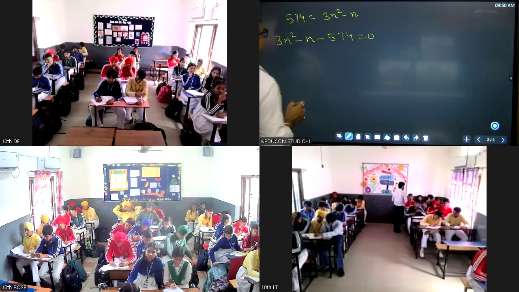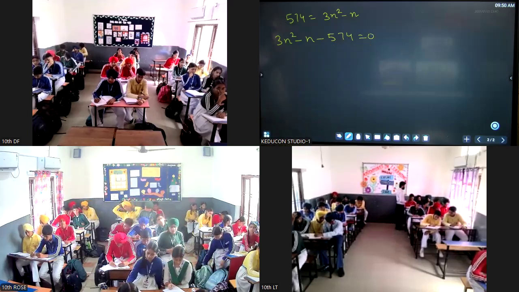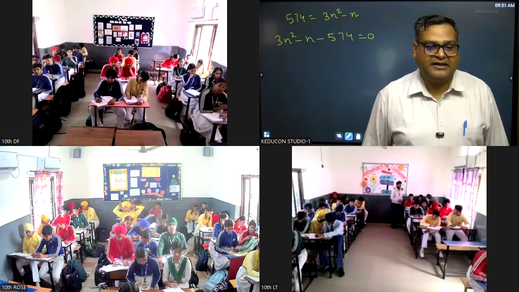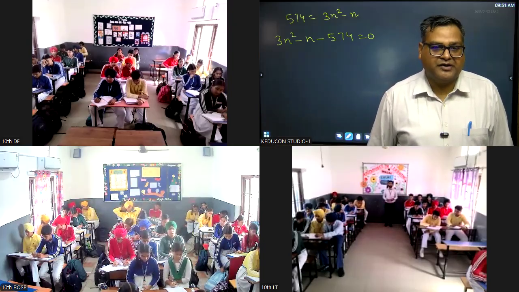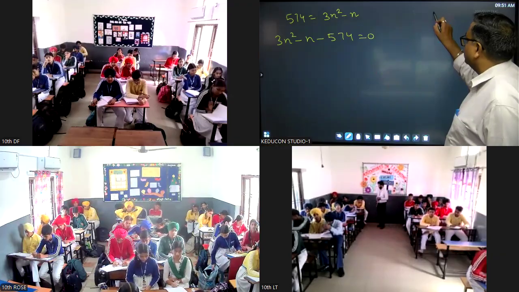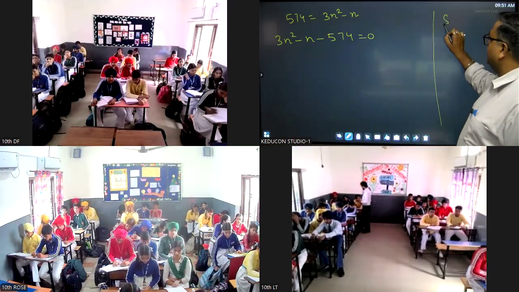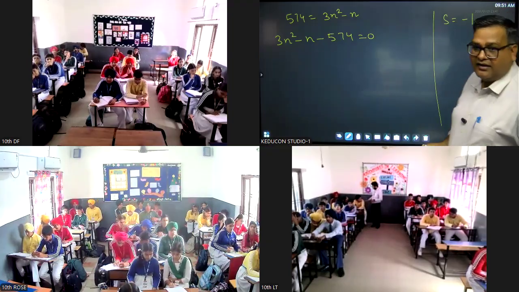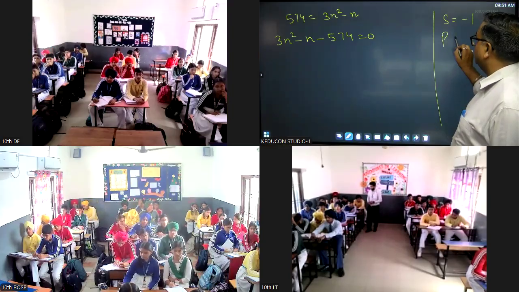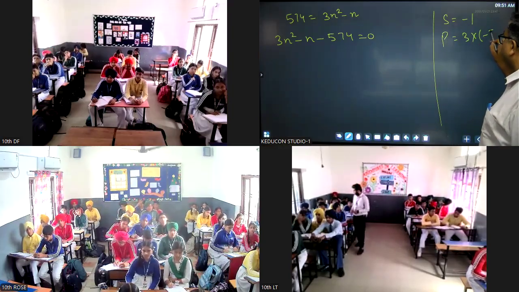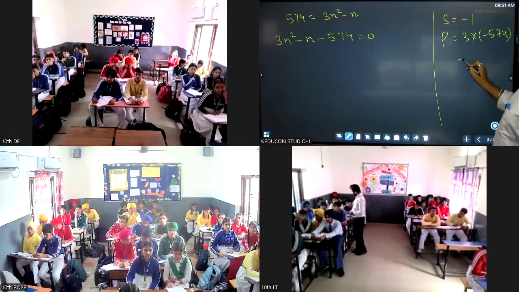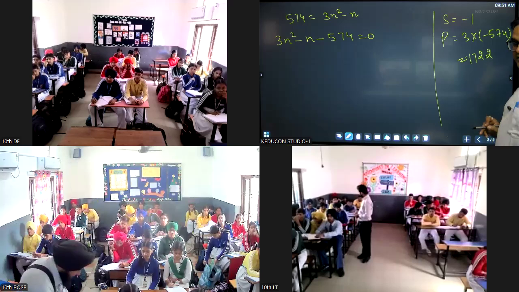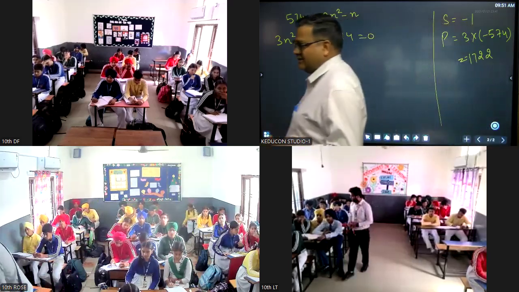So now this is a quadratic equation which we need to solve. How to solve this quadratic equation? You can either factorize this or you can use the quadratic formula, whatever you feel comfortable. Now I'll try to do this with the factorization method. What should be the sum of the factors? Minus 1, the coefficient of n. What should be the product? 3 into minus 574. So this comes out to be minus 1722.